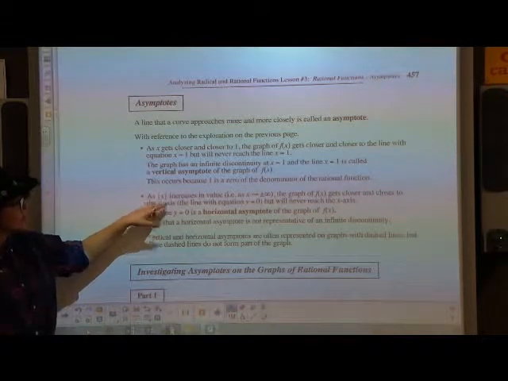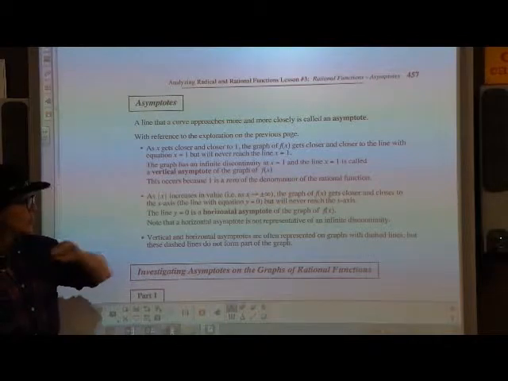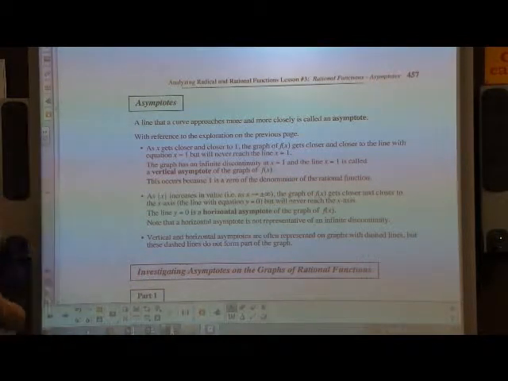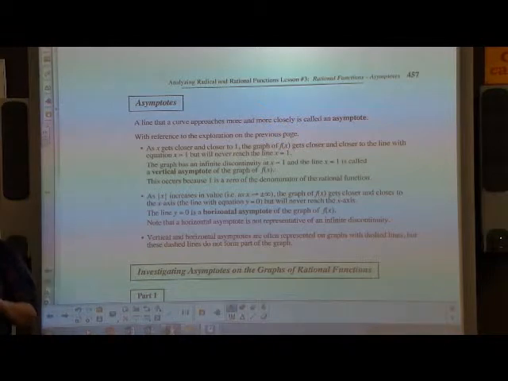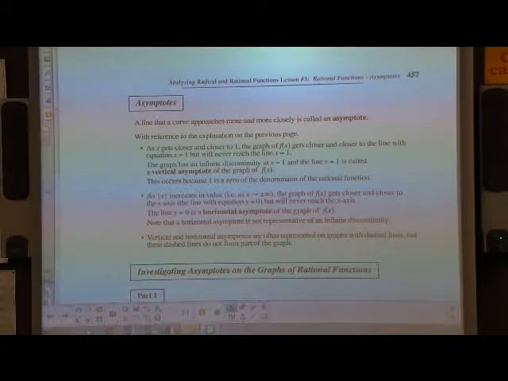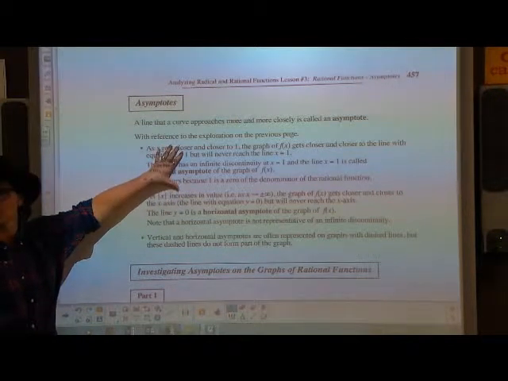As the absolute value of x increases in value, the graph gets closer and closer to the x-axis, that line of y equals 0, but never actually reaches or crosses the x-axis. This is called a horizontal asymptote. Horizontal asymptotes are not part of infinite discontinuity. Infinite discontinuity is the vertical asymptote.